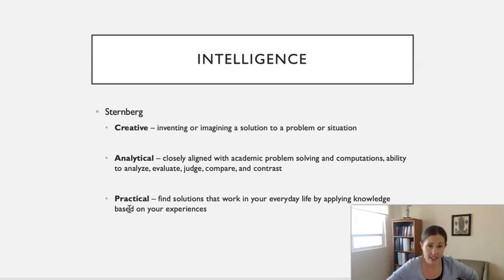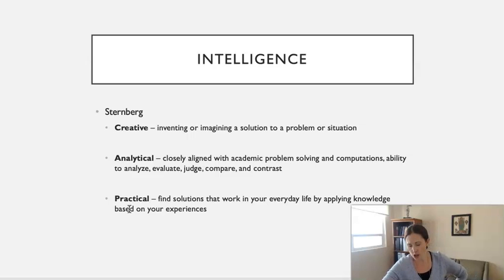You have creative intelligence. This is when you can find novel solutions to problems. You can find problems no one had, find solutions no one could find. You have analytical intelligence. This is what you would think of as book smarts. So this is academic problem solving. You can analyze, evaluate, compare, and contrast. This is what we tend to measure in schools. And then you have practical intelligence. Another way to say this would be street smarts. So you can find solutions in your everyday life.